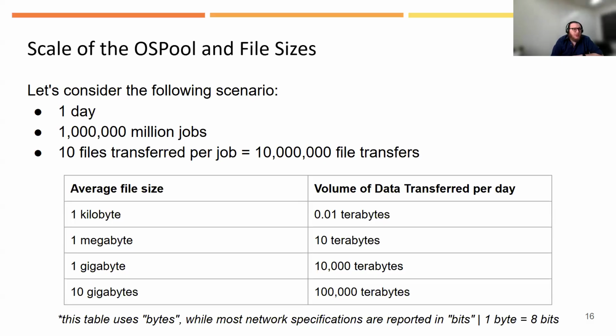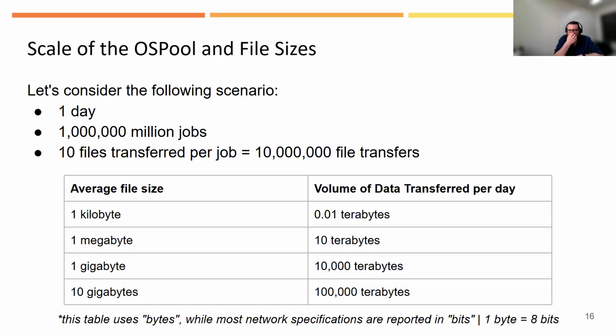But as you go up in orders of magnitude here in the file size, and these are fairly reasonable jumps to make, 1 megabyte, maybe that's a CSV file. 1 gigabyte, maybe that's a small container. 10 gigabytes could be a large container or a large data set that you're transferring. And you can see the volume of data that's being transferred jumps into multiples of terabytes. I don't have a number for what the actual average size of a file transferred through the OSPool is, but very, very quickly, at 10 gigabytes per job, we're getting a lot of terabytes of network transfers on the system.